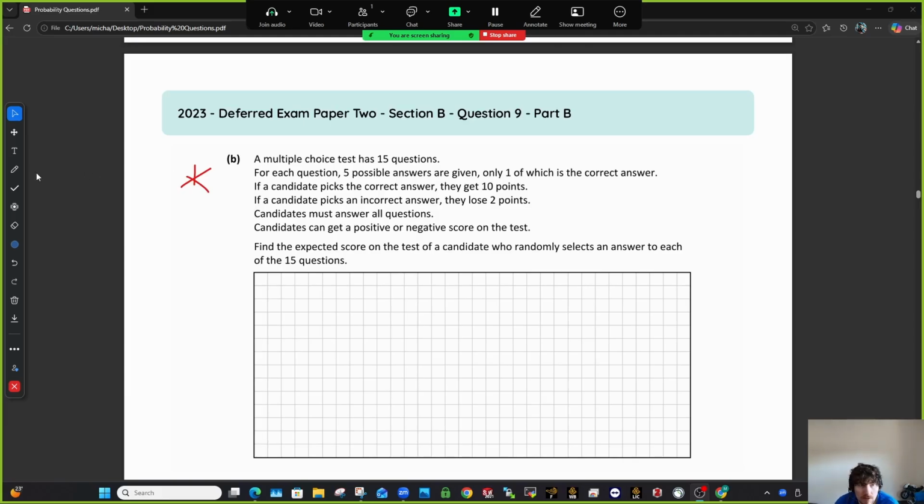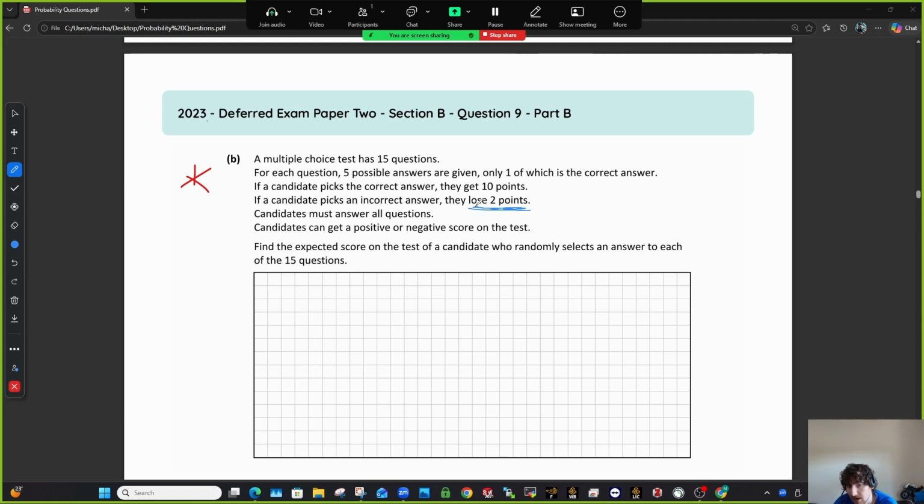Okay, so scrolling along, this is our next question from this 2023 deferred paper. It's a multiple choice test of 15 questions. Each question has 5 possible answers and only one's correct. Typical stuff. If the candidate picks the correct answer, they get 10 points. If they pick an incorrect answer, they lose points. So this is an interesting one.